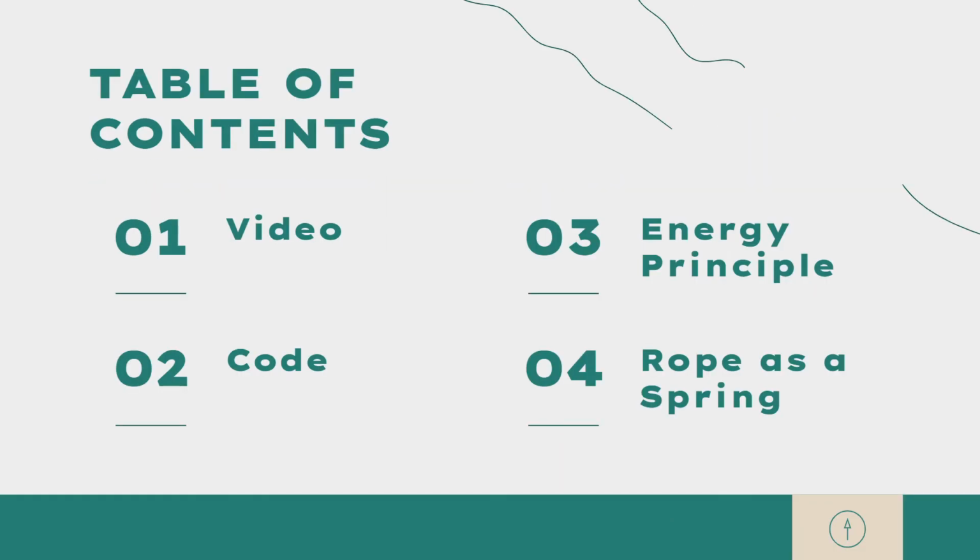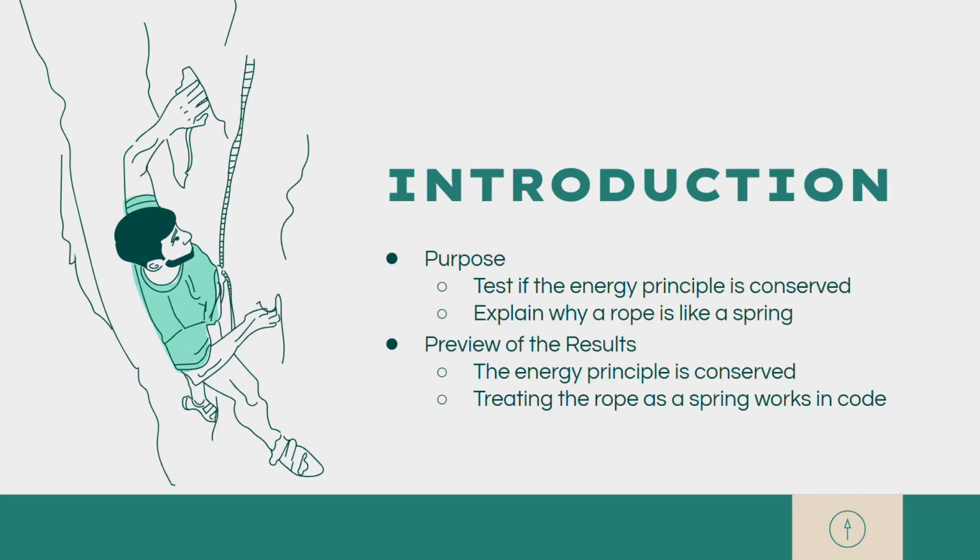So in this video, we'll cover the experiment, the code, the energy principle, and using a spring to represent the rope. The purpose of this lab was to test if the energy principle is conserved and explain why a rope is like a spring. As a preview of the results, the energy principle is conserved, and treating the rope as a spring does work in the code.